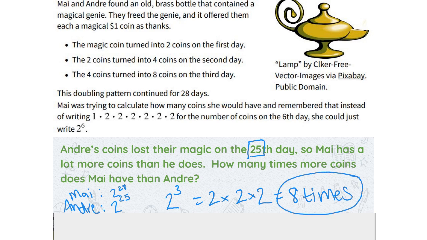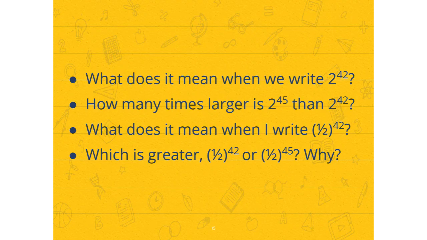A lot of the people, whenever I taught this in person, they automatically noticed that there's a difference of 3, but it's not 3 times the amount. It's 2 to the third power, which is actually 8 times the amount.